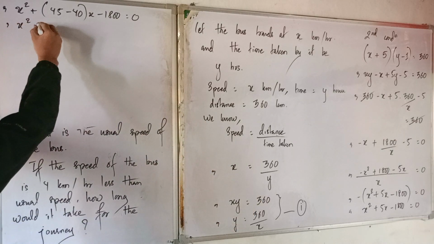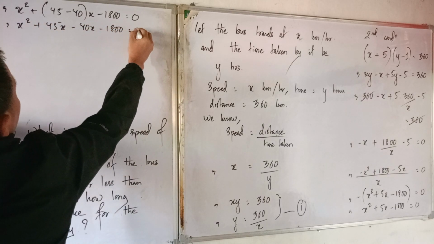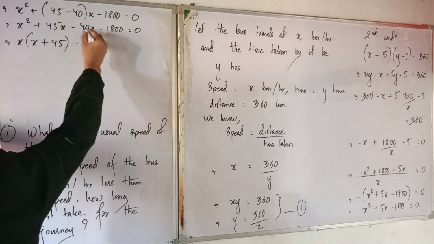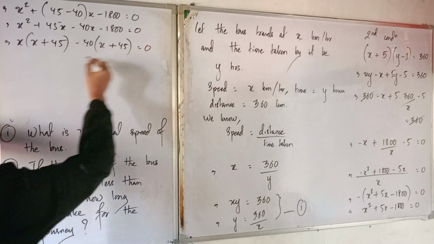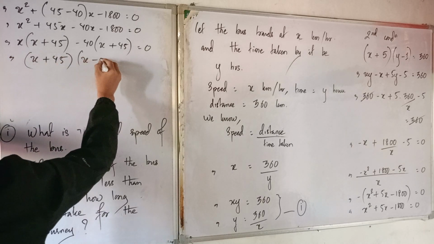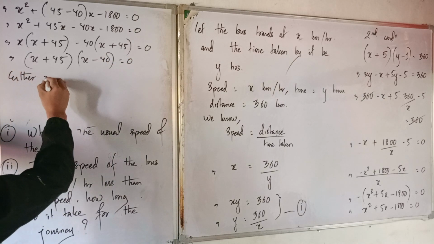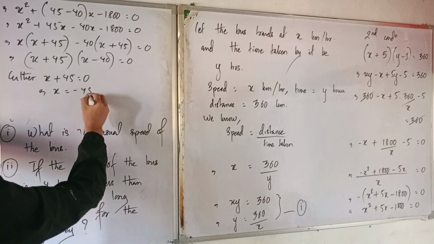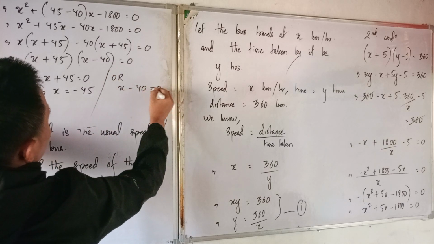Okay, now you split this: 45x minus 40x minus 1800 equals 0. Or x plus 45, you can take minus 40 common, x plus 45 equals 0. So x plus 45, x minus 40 equals 0. Either x plus 45 equals 0, or x equals minus 45. Or x minus 40 equals 0.